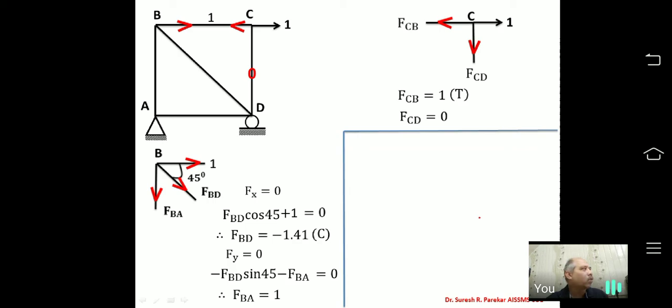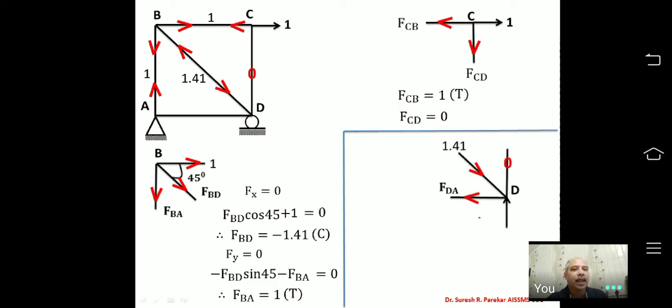So now if we go to the next part, we get this as joint D. For joint D, again we have considered FDB as compression 1.41 and FCD as 0, because we do not have any force in CD. And here FDA we have considered as tensile, and we get this value positive, and therefore we are going to mark it as tensile in the main diagram.